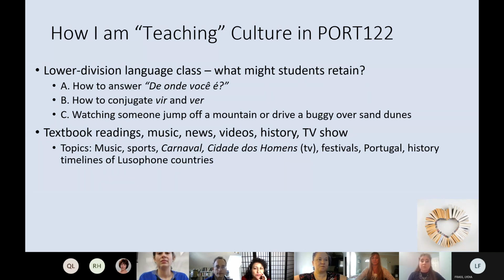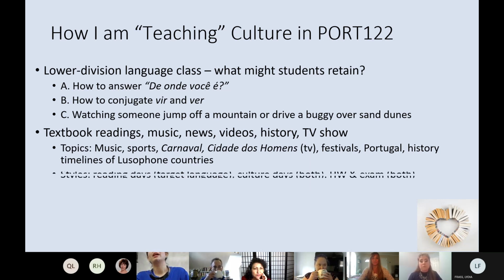And then towards the end of the semester, we have a reading day on Portugal, because the first semester and a half of Portuguese, we've been focusing on Brazil and the diversity throughout Brazil. We're going to move beyond Brazil. And then the last activity is looking at timelines of Lusophone or Portuguese-speaking countries.